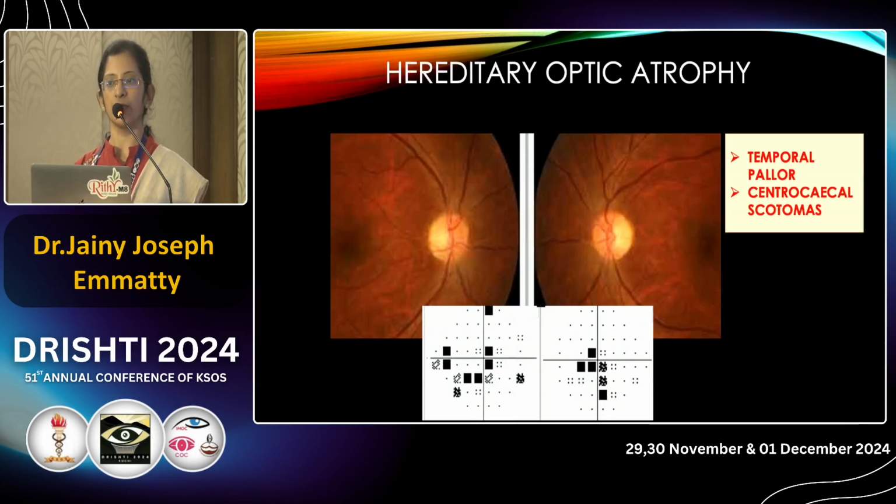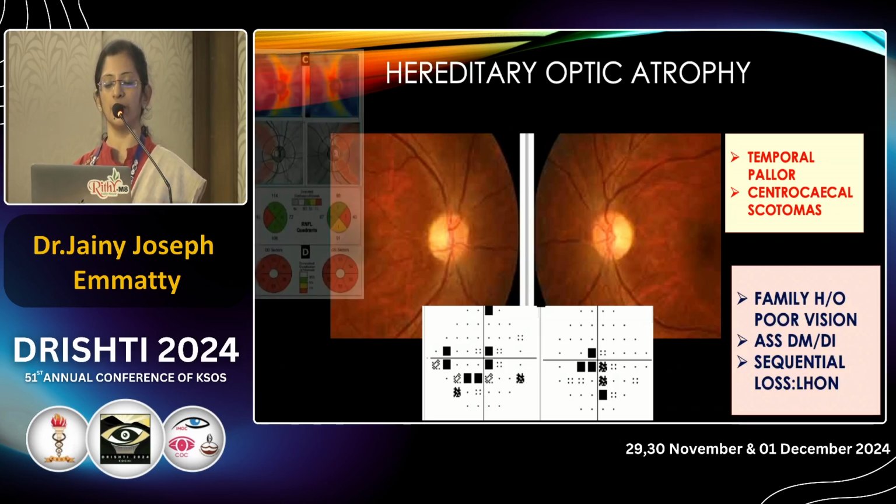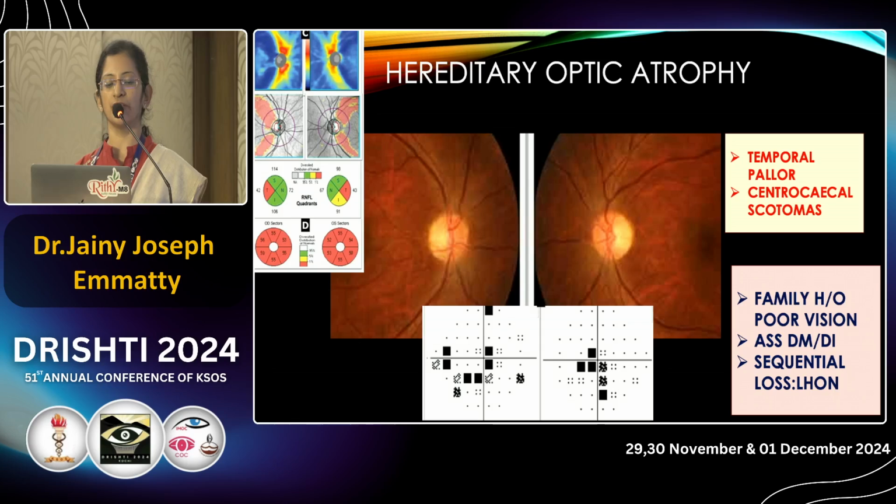Hereditary cases can also present with bilateral temporal pallor and centrocecal scotomas, but the family history of poor vision, associated diabetes mellitus, and sequential loss in Leber's hereditary optic neuropathy will help us differentiate, and in those cases the temporal loss of RNFL will be more prominent.